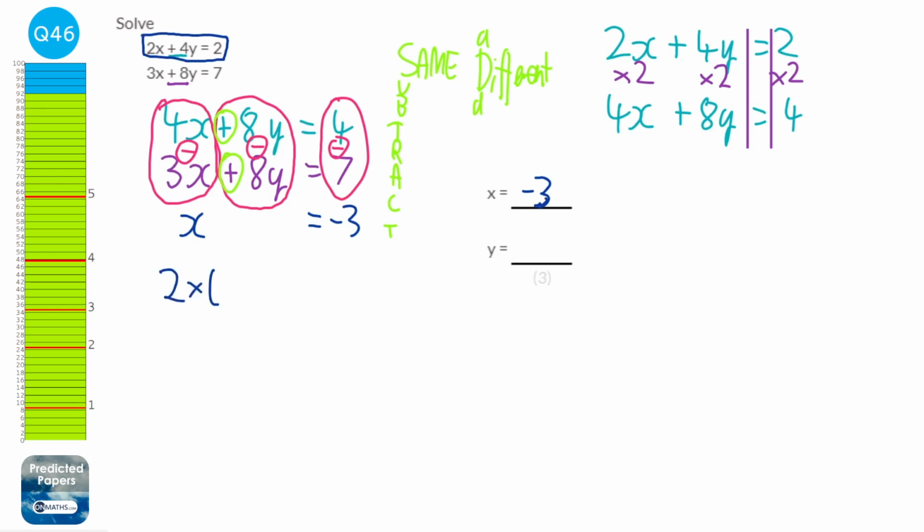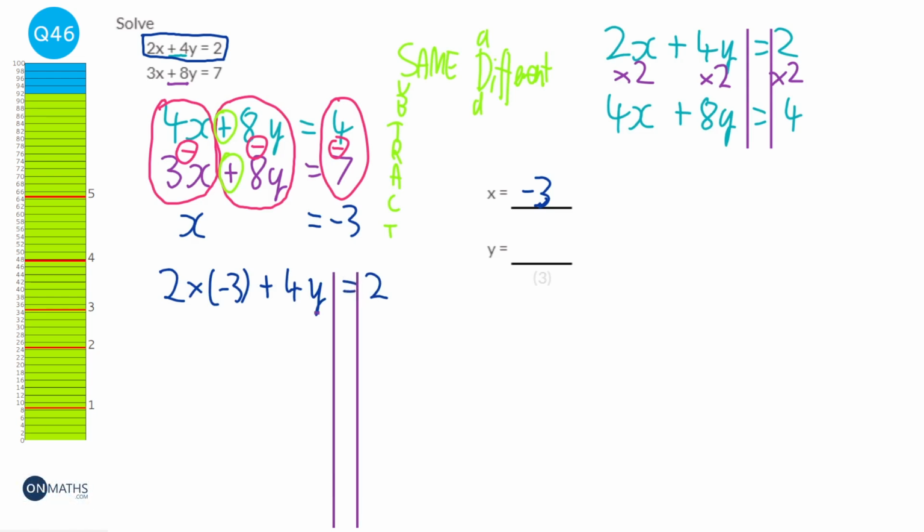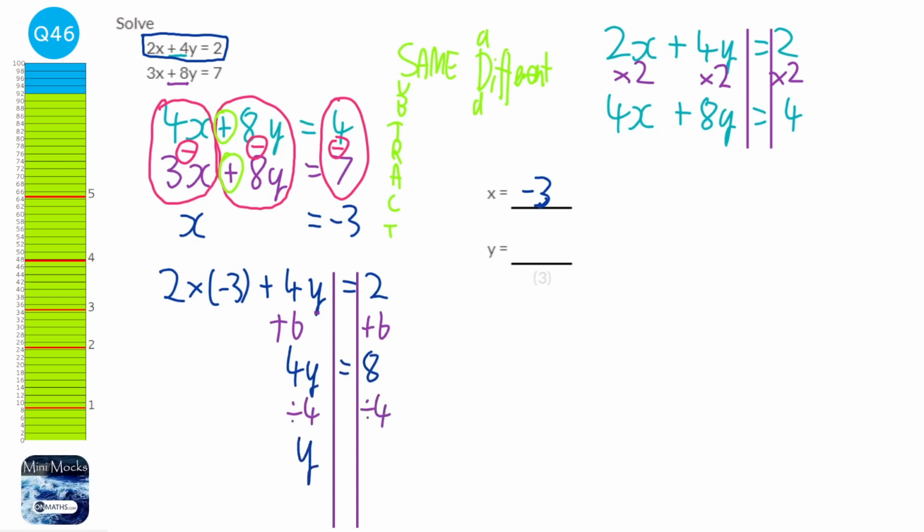So 2 times minus 3 plus 4y equals 2. We get our lines in to be able to solve it. So first thing I'm going to do, well, 2 times minus 3 is minus 6. So we're going to add 6 both sides. And so we've got 4y equals 8. Then we're going to divide that 4 from both sides. So we've got y equals 2. We can check this by putting the values of x and y, substitute them into the second one. So 3 times minus 3 plus 8 times 2, and that does equal 7.